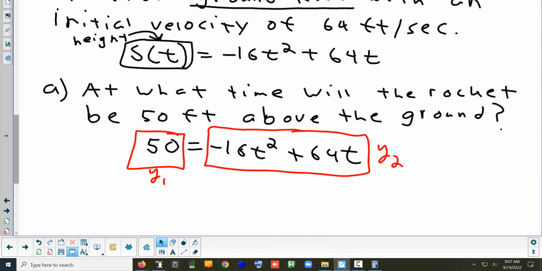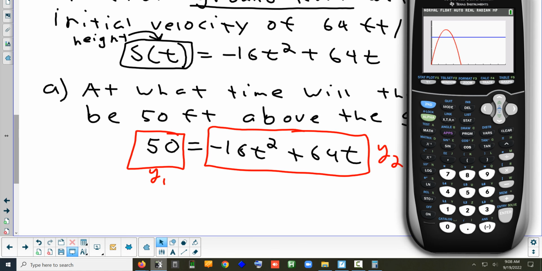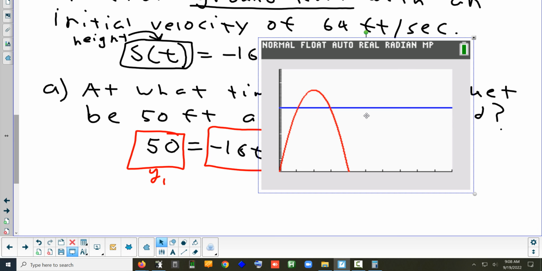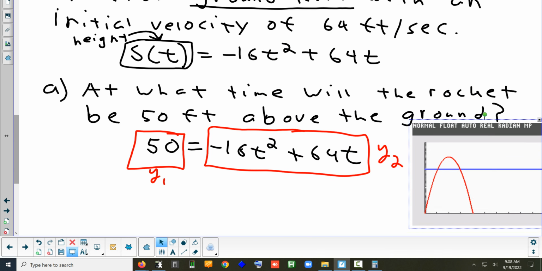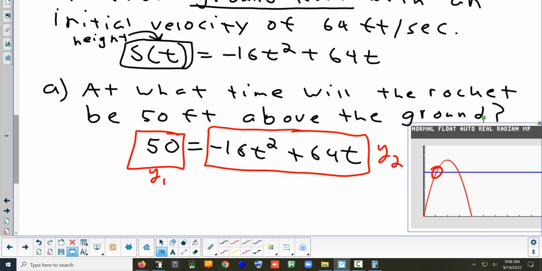So, at what time will the rocket be 50 feet? And that's it. I think they mean exactly. Like, when is it exactly 50 feet above the ground? How many times is the rocket at exactly 50 feet? Twice, on the way up and on the way down. So I need to calculate these two spots. Does anyone remember what those are called? What the thing on the calculator is called to do that? Yeah. The intersect thing. Yeah, the intersect.